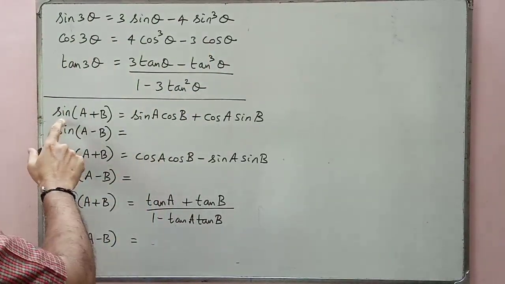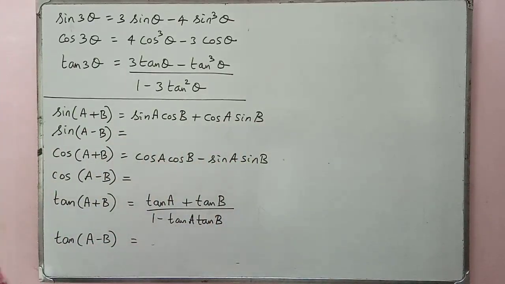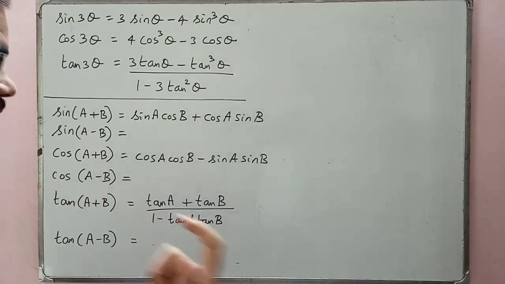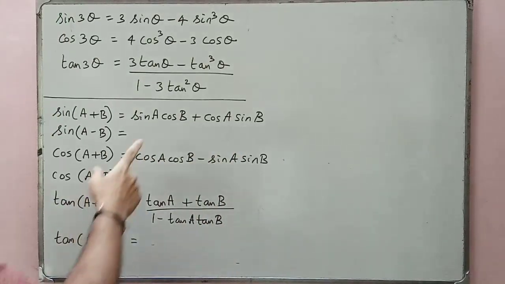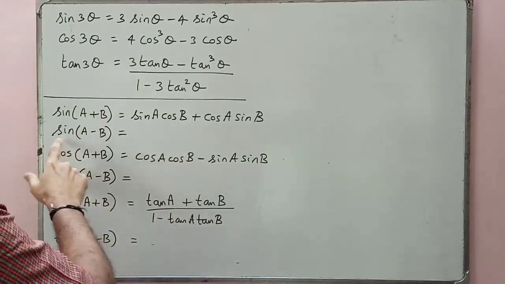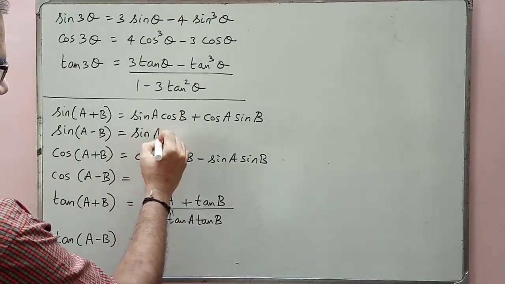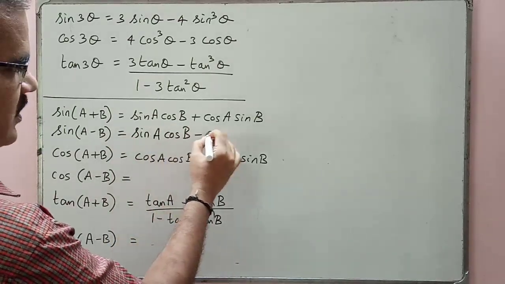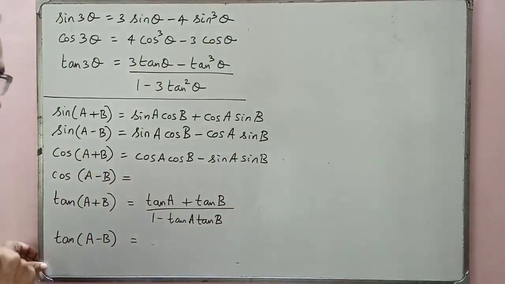And sin A plus B: sin A cos B plus cos A sin B. As I already told, maths is always a rhyming language. You should catch the rhymes. Then we will be able to remember very easily. So can you guess, if this is plus, what may be the formula for sin A minus B? Yes, sin A cos B minus cos A sin B. You are right. So this is the formula for sin A minus B.